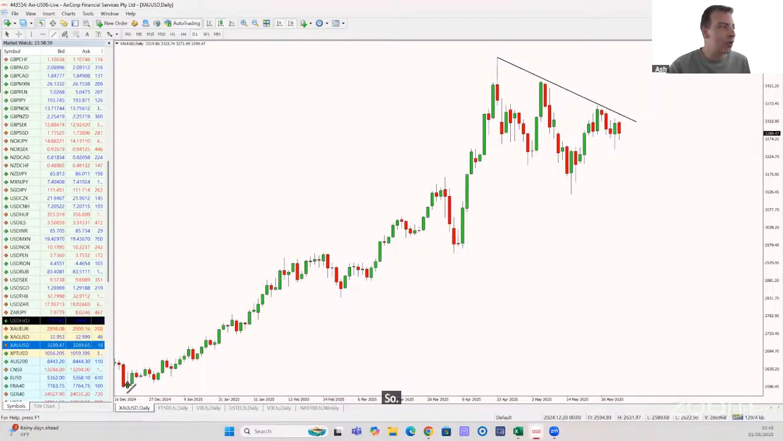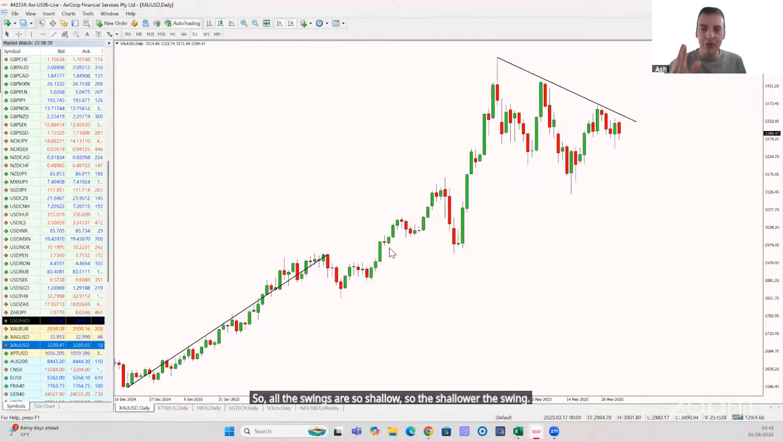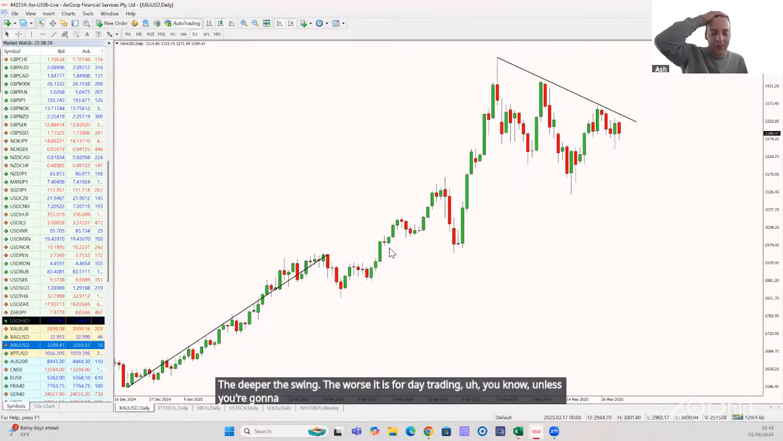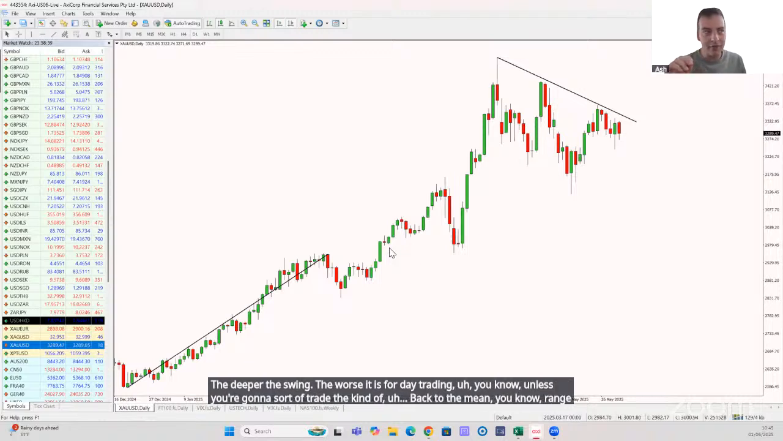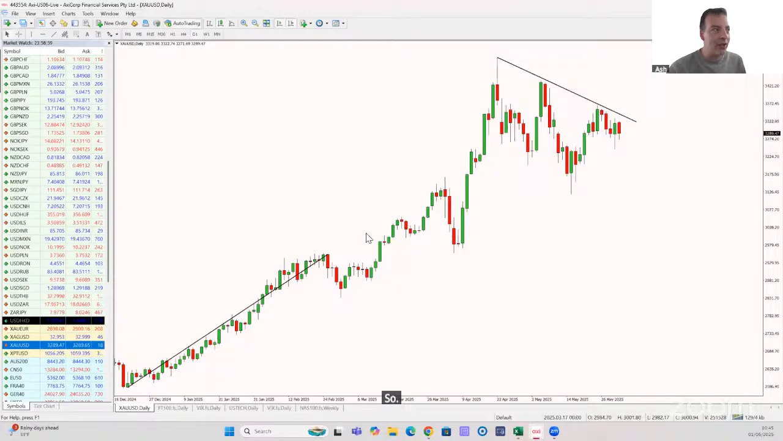So all the swings are so shallow. The shallower the swing, the better the market is for day trading. The deeper the swing, the worse it is for day trading. But unless you're going to trade back to the mean, range trading, but that's really tough. So really for day trading, what you are after is a chart that looks like this.